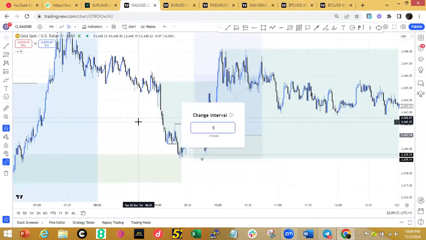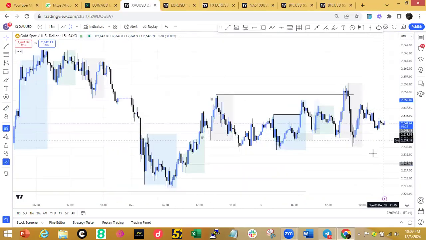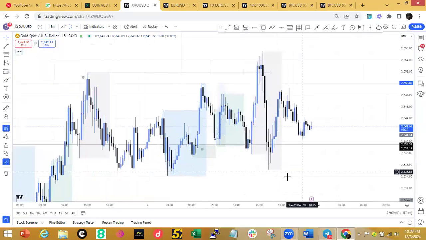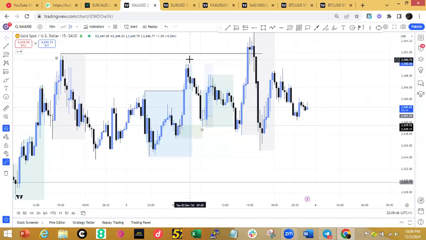Let me show you guys gold. On gold, 15 minutes time frame. What did I see? A break of structure to the upside. Aggressive move with huge imbalance. This doji, that was what I marked out.